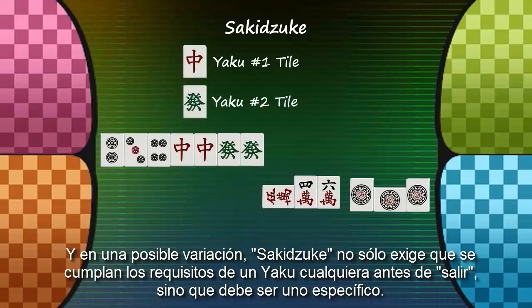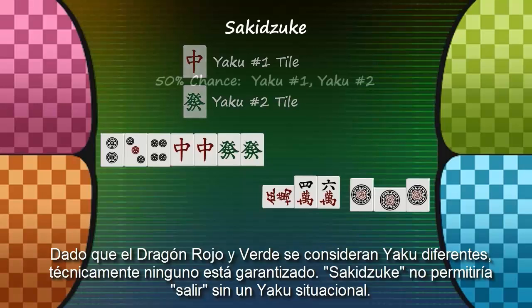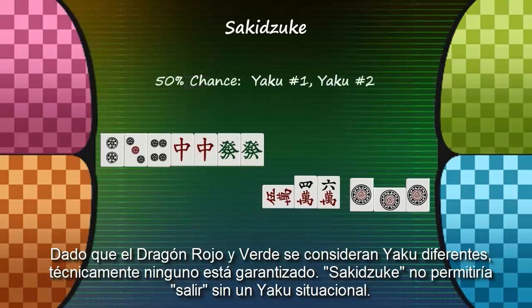And in one possible variation, the rule of Sakizuke does not state that your hand must be guaranteed just any Yaku before going out. It states that a hand must have at least one specific guaranteed Yaku in order to go out. Namely, at least one Yaku that is guaranteed to be awarded to the hand no matter which of its waits it goes out on. Because the red dragon and green dragon sets are treated as different Yaku, neither is technically guaranteed for the hand. The presence of Sakizuke may not permit this hand to go out without a situational Yaku.